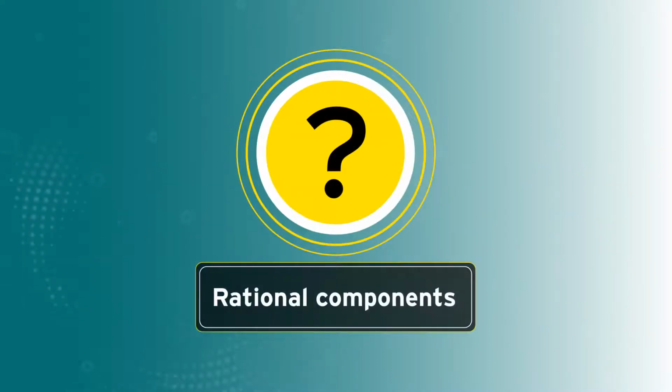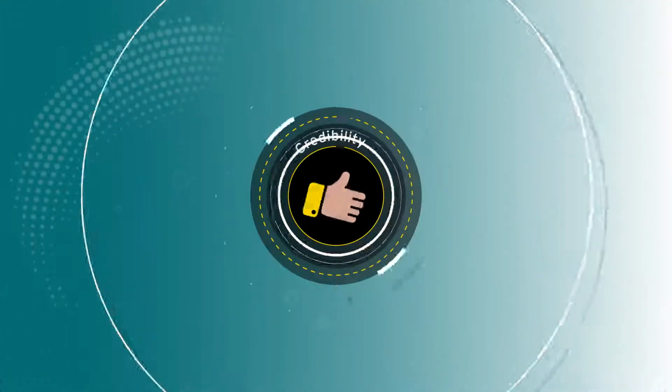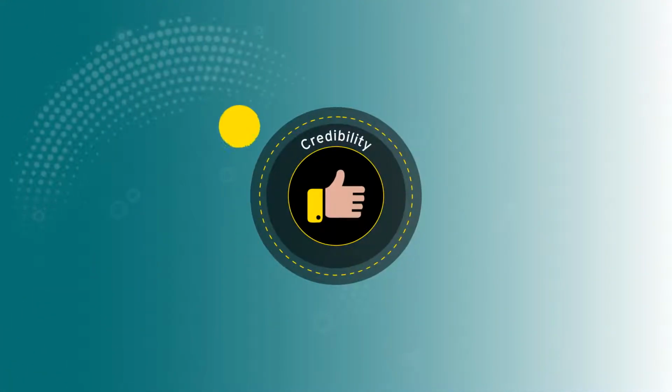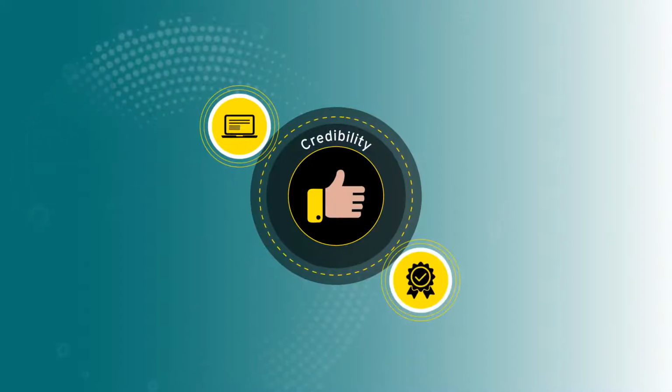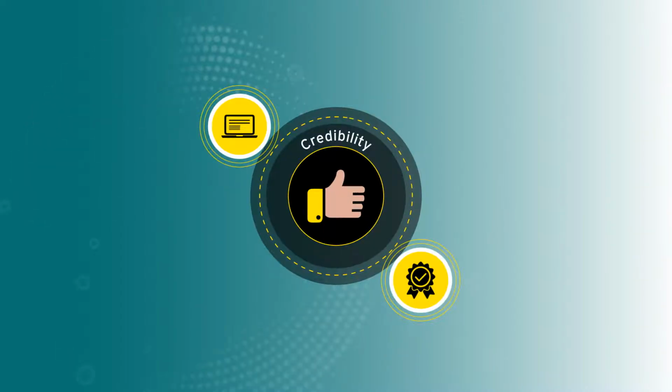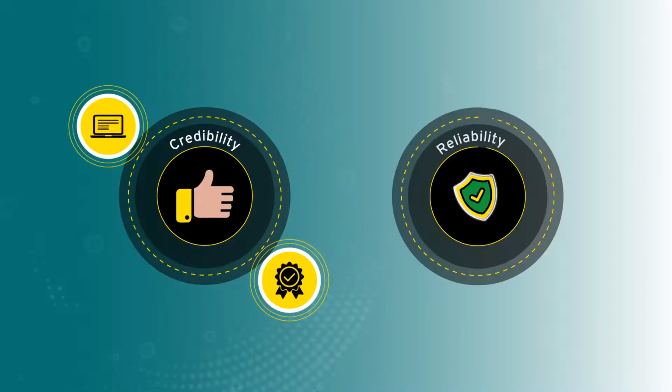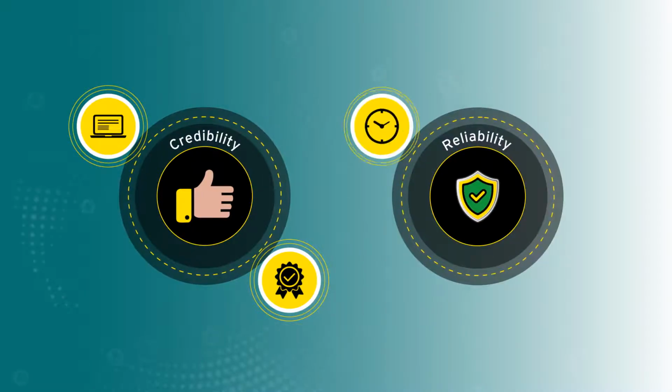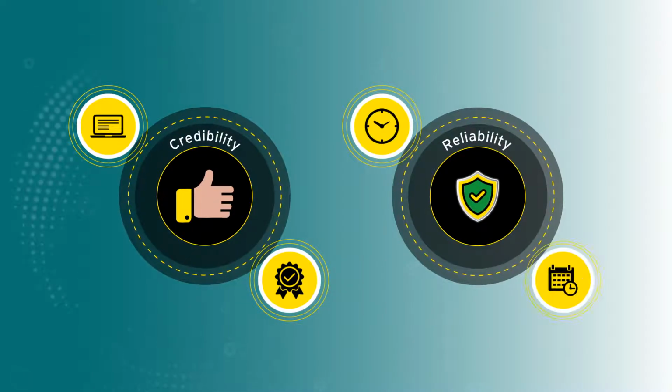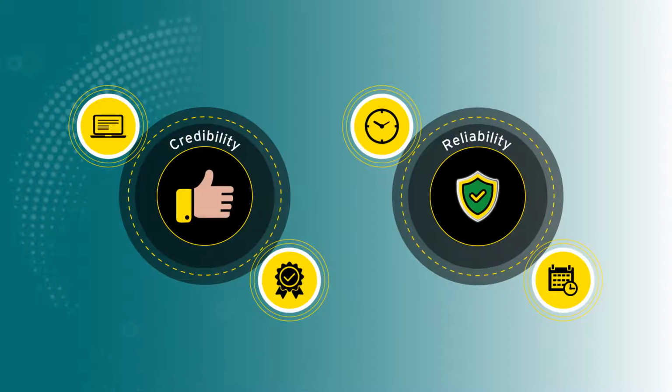First, why do I call those two parts the rational components? Several reasons. First, you can easily measure them. We take tests and give certifications to indicate content mastery, which is a big part of credibility. For reliability, we can measure things like on-time behaviors, adherence to schedules, and the like. So these two components are metric-friendly.